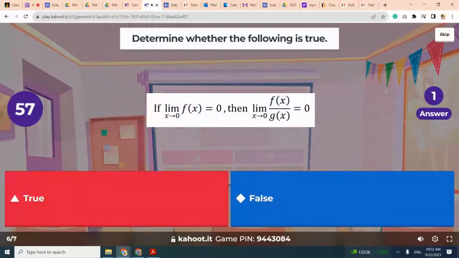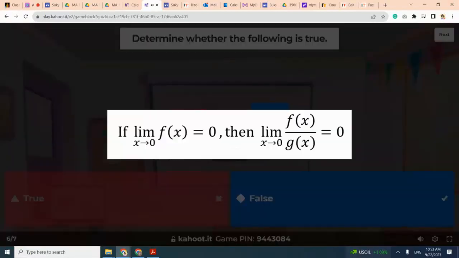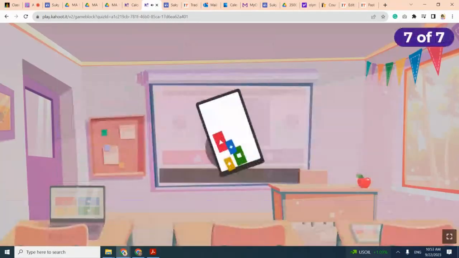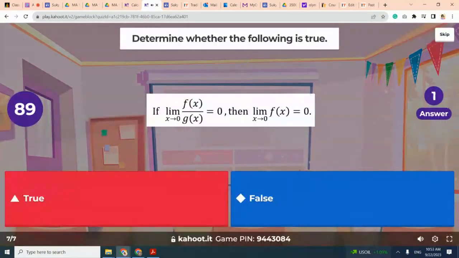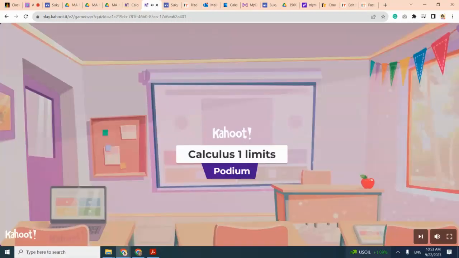Determine if this is true. If the limit of f of x is 0, then the limit of f of x over g of x is 0. Is this true? Right, not true, because you can have f and g both be x. Then f over g is 1. Okay, good. One last problem. Is the following true? If the fraction is 0, then the numerator must be 0. It's actually false.